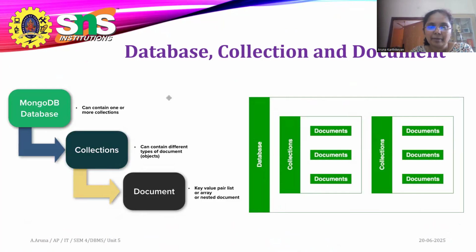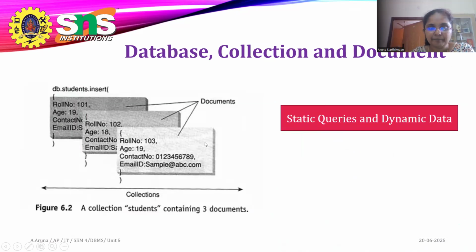So what do you mean by database, collection and document? This is a database. It can contain more collections of data. A collection can contain different types of documents. A document is nothing but an object that can have pair lists, arrays or nested documents. So a MongoDB database will have database collections and documents only. We can call them objects. It will be like this only.